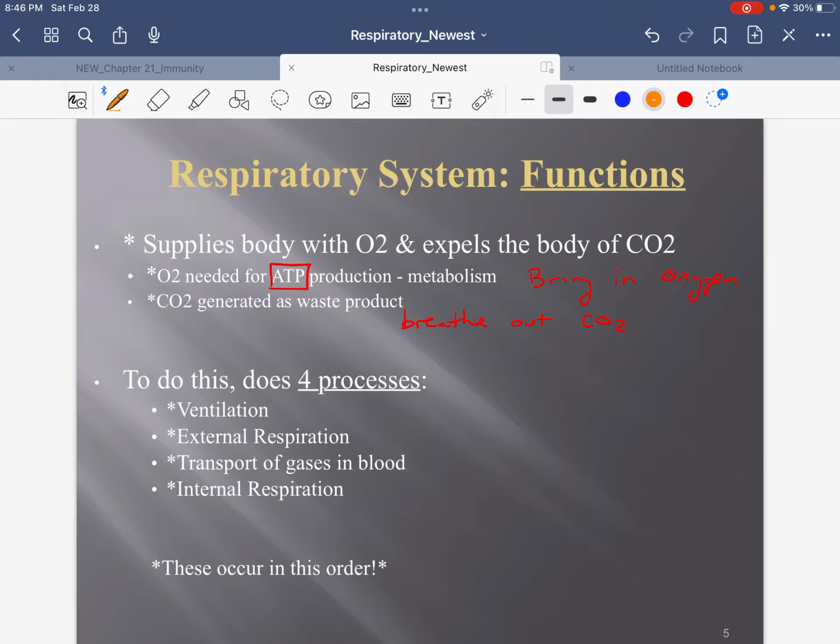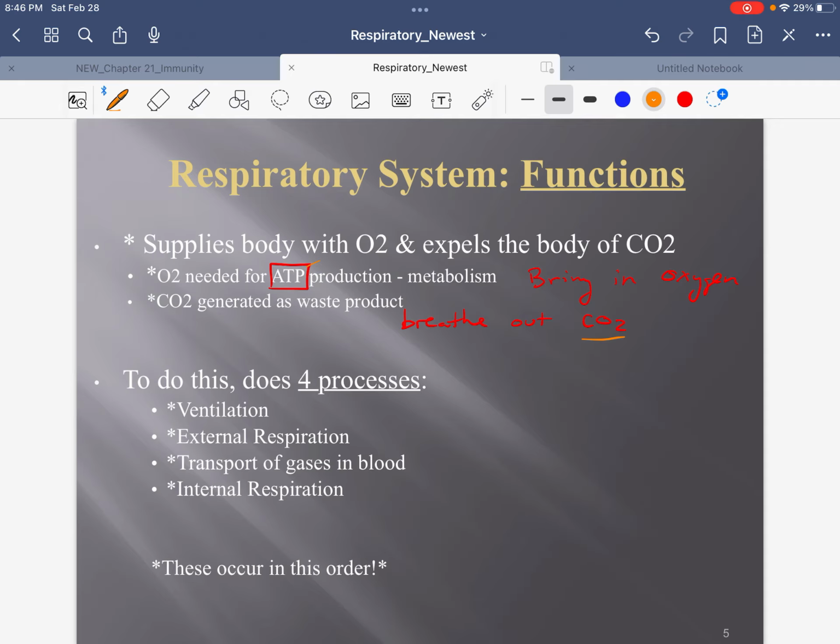My apologies. When we say gas exchange, that alone is not enough. We've got to be more specific. We bring in oxygen because that helps our cells make energy, and we breathe out CO2.